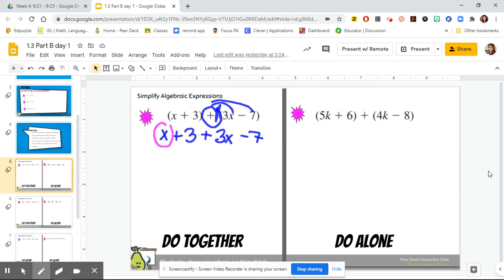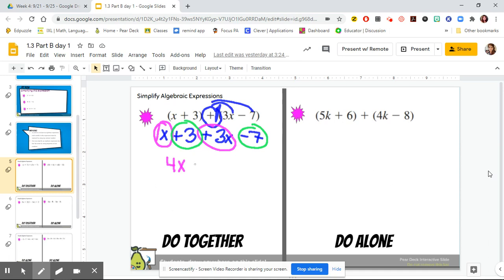I have a positive x here, and I have a positive 3x. Since those are common like terms, I'm going to combine them. So 1x, I assume that that is a 1. 1x and 3x is going to add to 4x. Our other like term we notice is positive 3 and negative 7. So I'm going to combine my like terms.